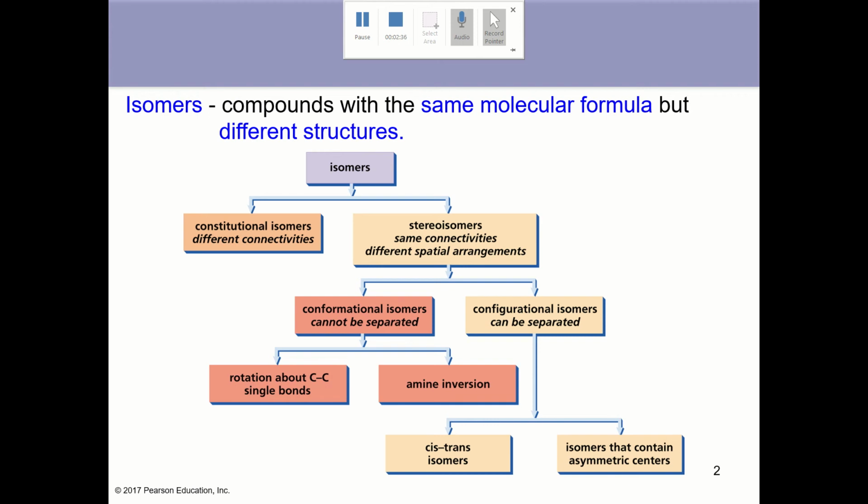Okay, and so the first type that we're going to talk about are cis-trans isomers and EZ isomers, and then we're going to talk about isomers that contain asymmetric centers. And we have several definitions for an asymmetric center, and we have several vocabulary words that mean asymmetric center. And so you should get out a piece of paper to keep a list of all these vocab words.